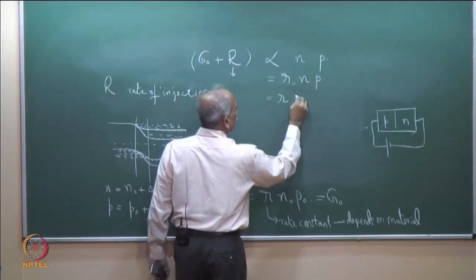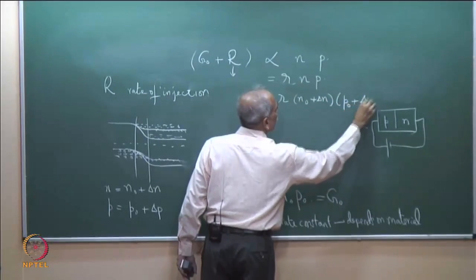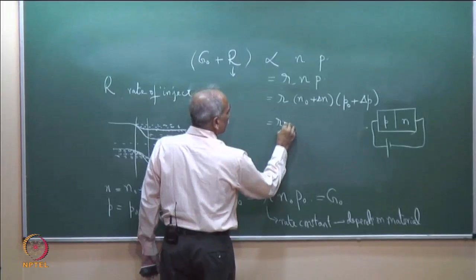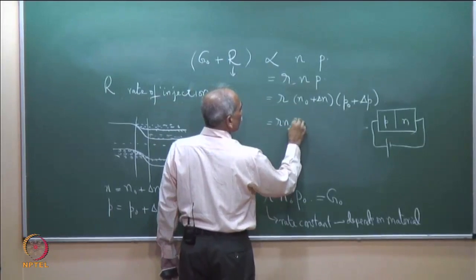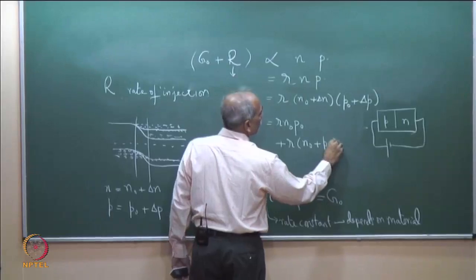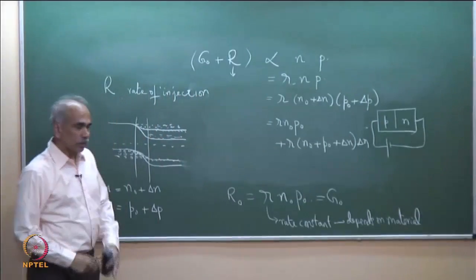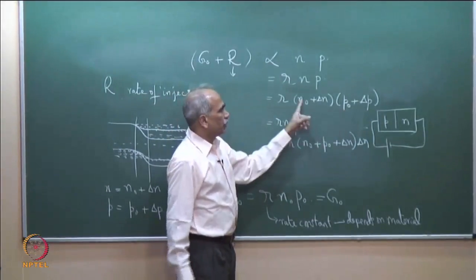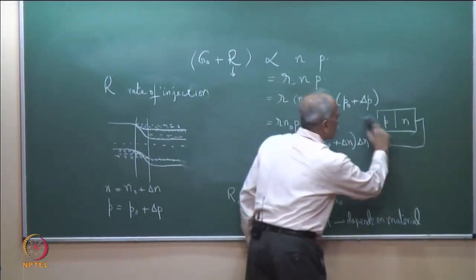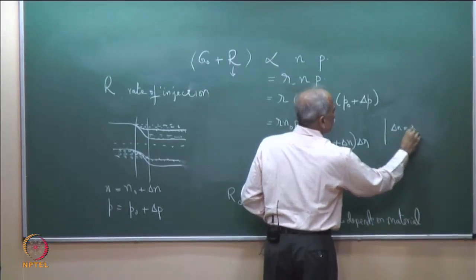Therefore, this is equal to R into N0 plus delta N into P0 plus delta P. That is equal to R into N0 P0 plus R into N0 plus P0 plus delta N into delta N. Delta N is equal to delta P. So, simply multiply the 4 terms: N0 P0, N0 delta P, delta N P0 and delta N into delta P. So, I have taken one delta N outside, recalling that delta N is equal to delta P.